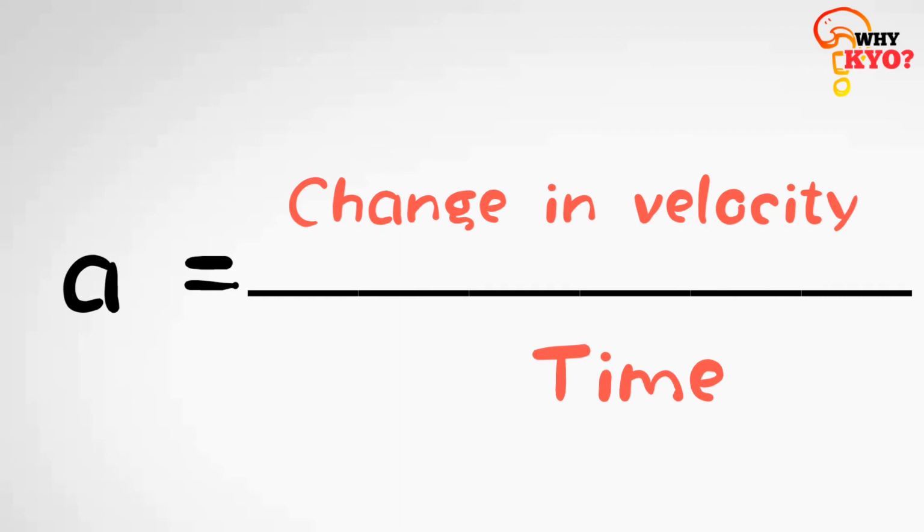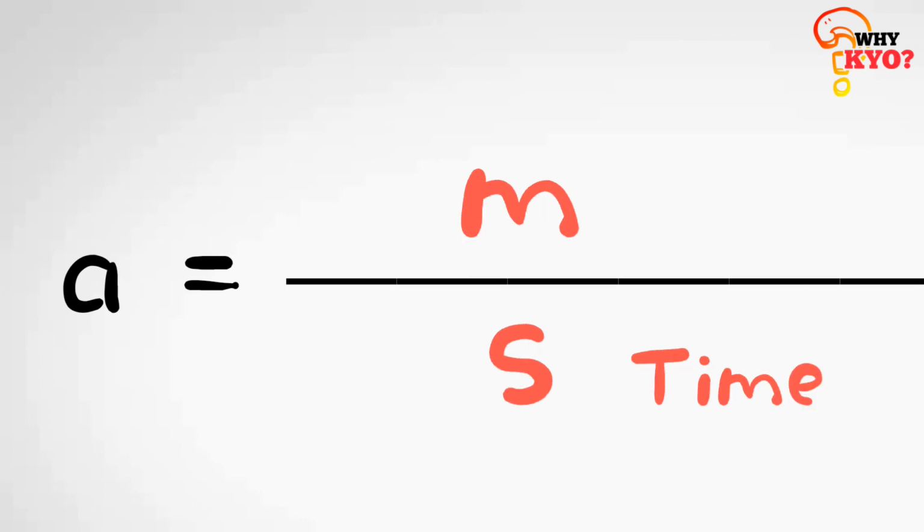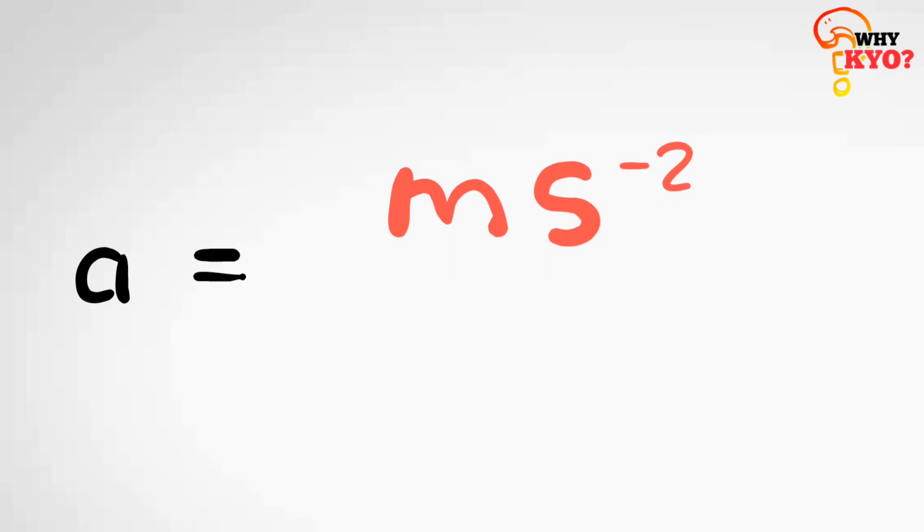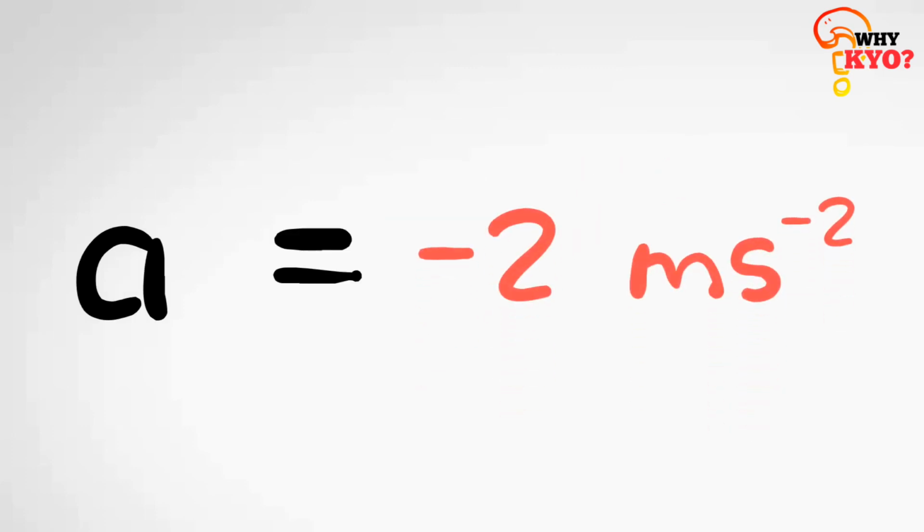As we know, acceleration is equal to change in velocity by time. And we also know that the unit of velocity is meter per second while the unit of time is seconds, isn't it? So the unit of acceleration comes to be meter per second squared, and in short, we call it m/s to the power -2. So our answer is -2 meter per second squared.